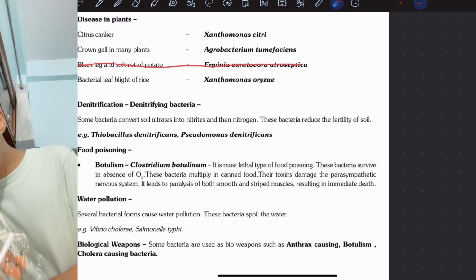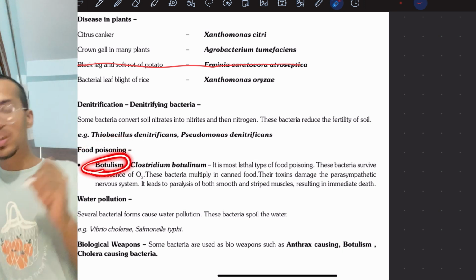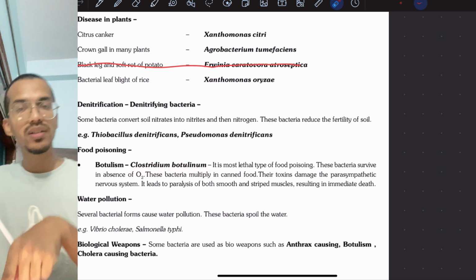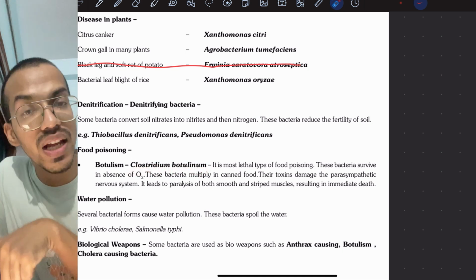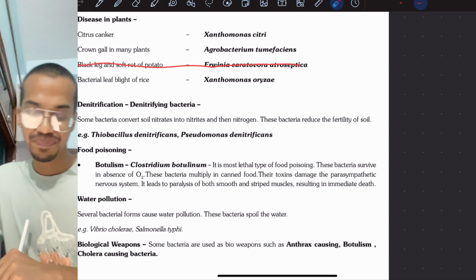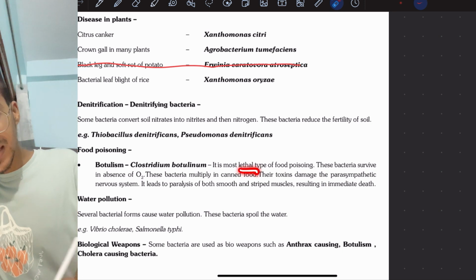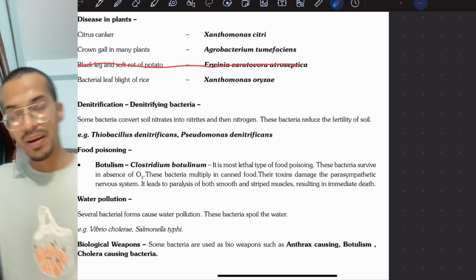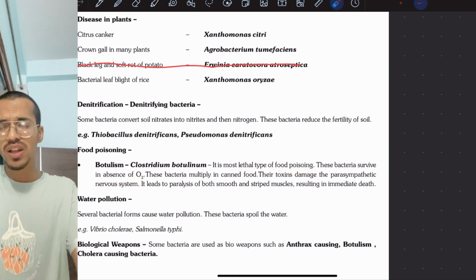Okay, moving on, food poisoning. That is botulism, caused by Clostridium botulinum. Remember that this bacterium survives in anaerobic conditions. So it is a lethal type of food poisoning, and it can survive without oxygen.